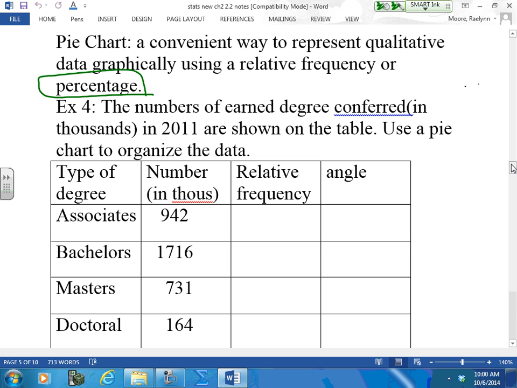This took all your data and put it together. Most business people want to see percentages. What percent of my company is doing this? What percent should I pay attention to that? They want to see percentages.